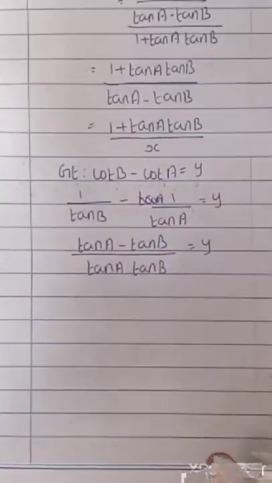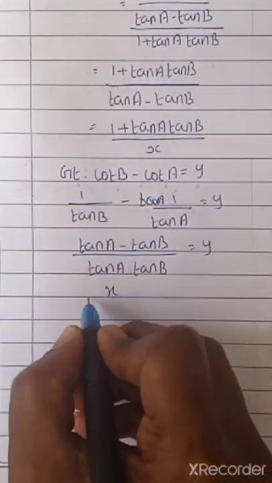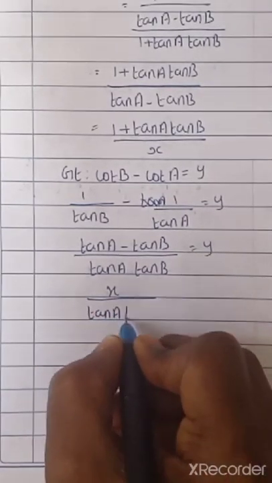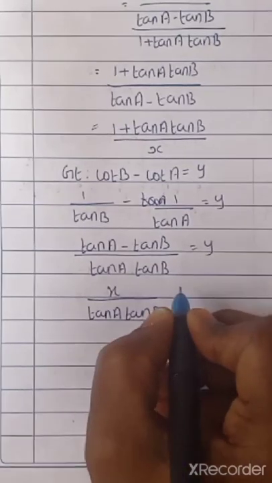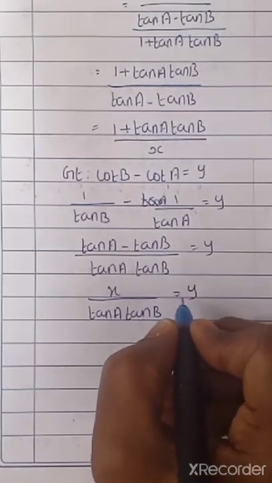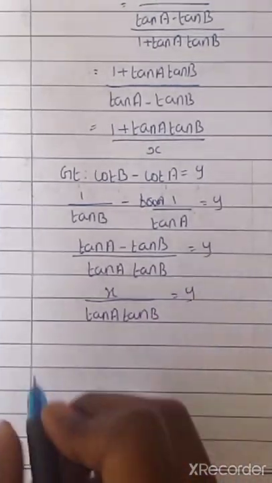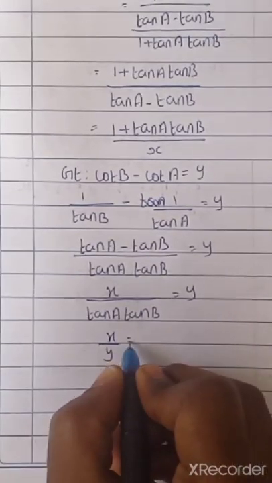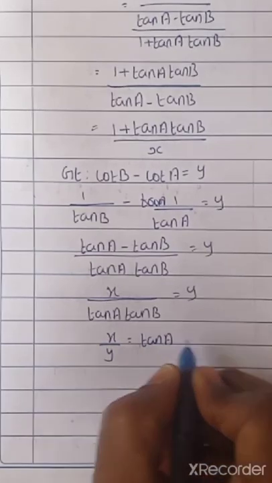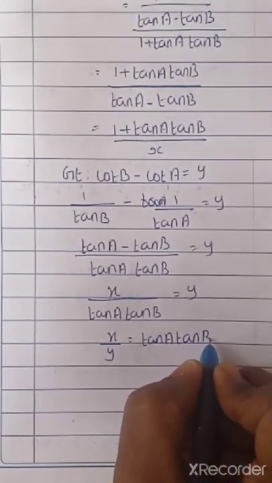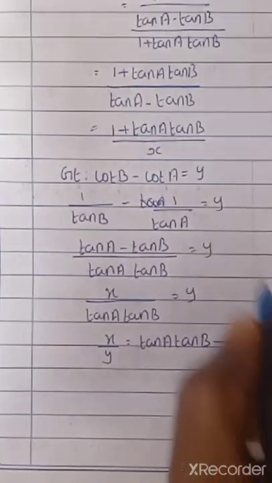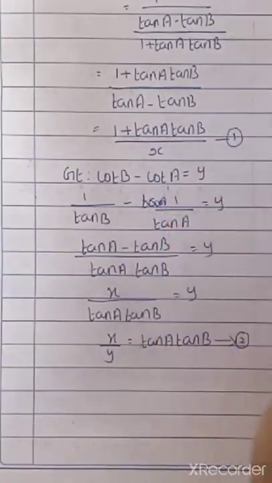So we can write this as x by tan A tan B equal to y. And taking y to this side, and tan A tan B to the right hand side, you will get x by y equal to tan A tan B. We can take this as equation number 2 and the earlier one as equation number 1.